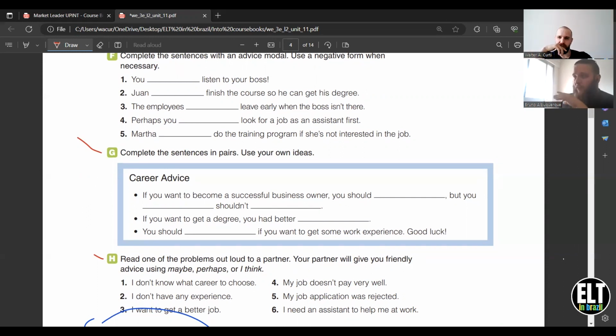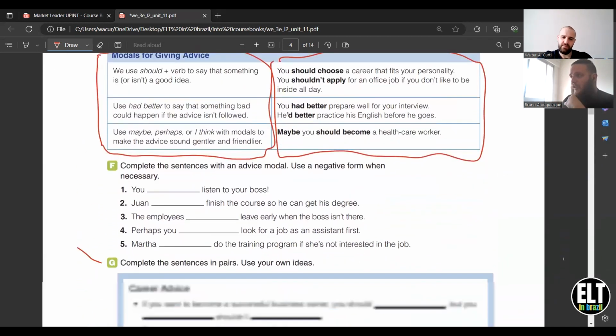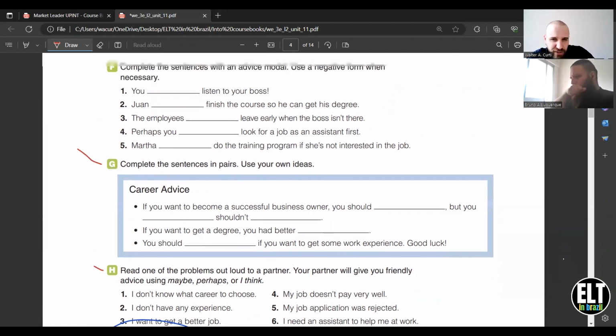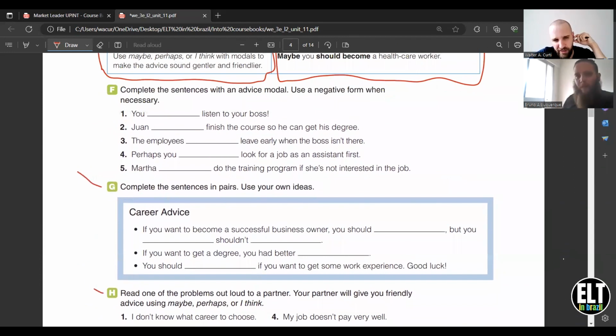Maybe, depending on the group, you can skip F and do letter G, which is still controlled, but with some personalization, and then you wouldn't need exercise F there. Yes, but I think it caters to different needs. What I think is, it's just this book.